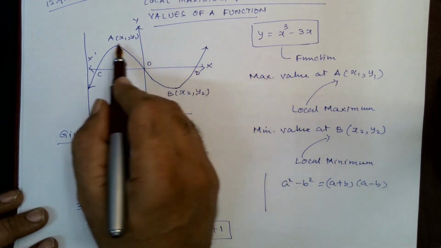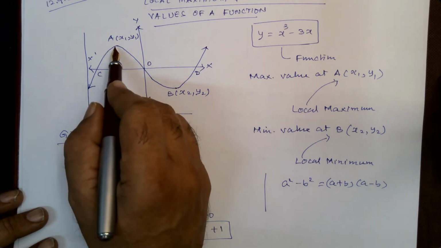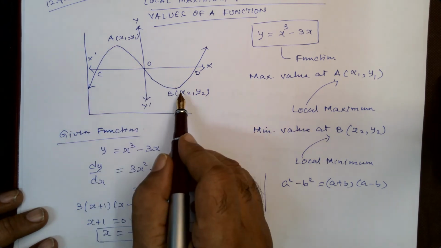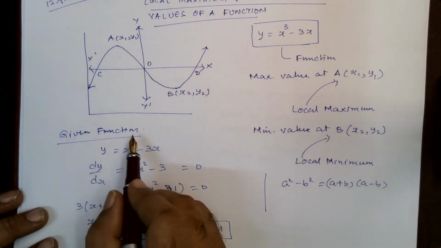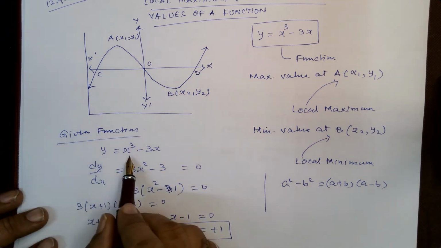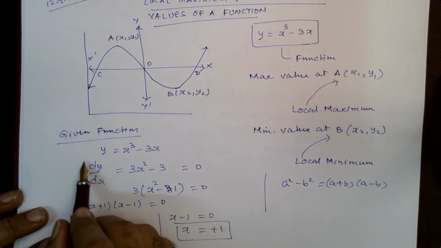This is the first quadrant, second quadrant, third quadrant, fourth quadrant. Now you are able to find out the maximum at A and the minimum at B. Now we are going to evaluate these points. The given function is y is equal to x cube minus 3x, and you have to differentiate it.